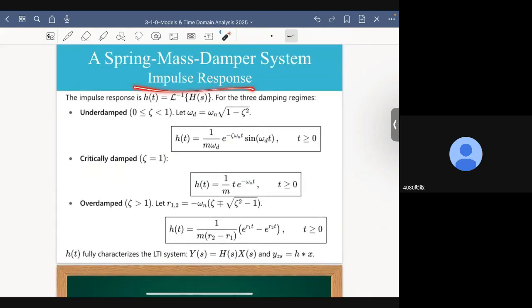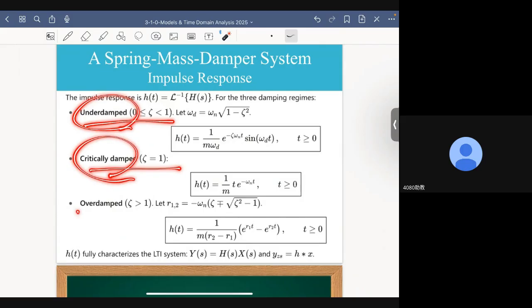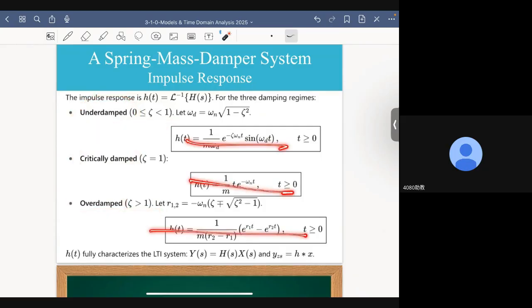Now, the impulse response in the time domain, again similar to the zero input response, can be divided into 3 cases, okay? And the rule of divergence again depends on the value of eta. If eta is smaller than 1, then we have an underdamped system. If eta is equal to 1, we have a critically damped system. If eta is larger than 1, we have an overdamped system. And these are the mathematical representations of these 3 types of impulse response, okay?